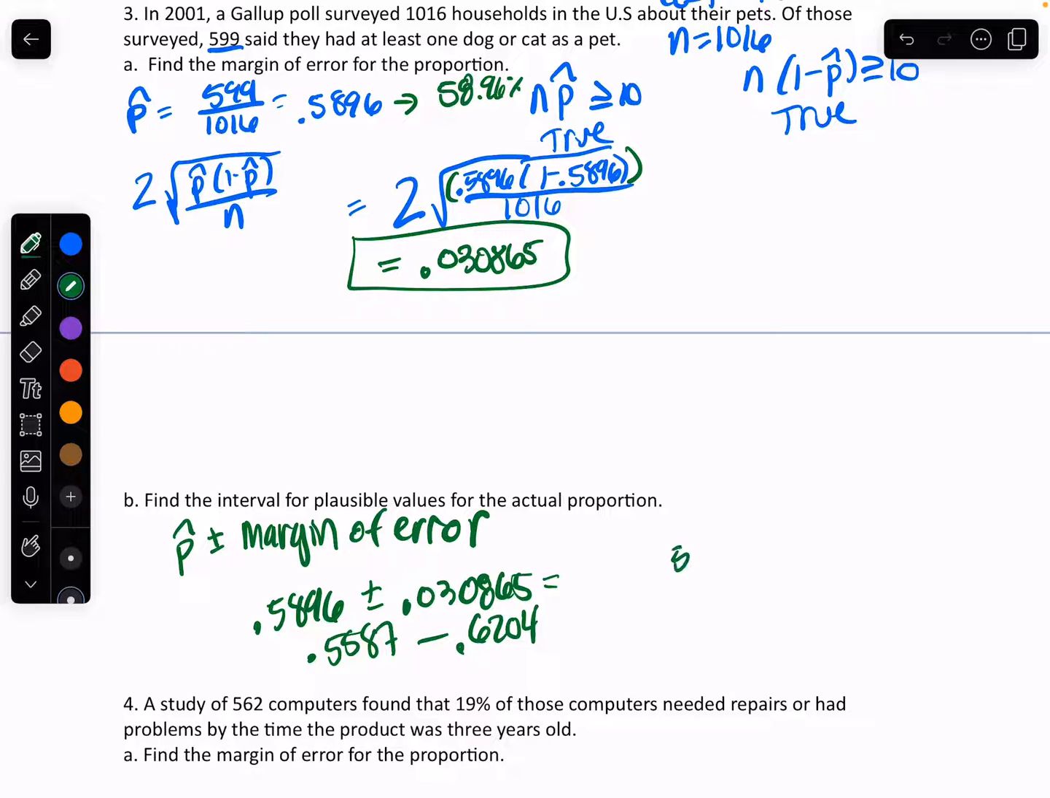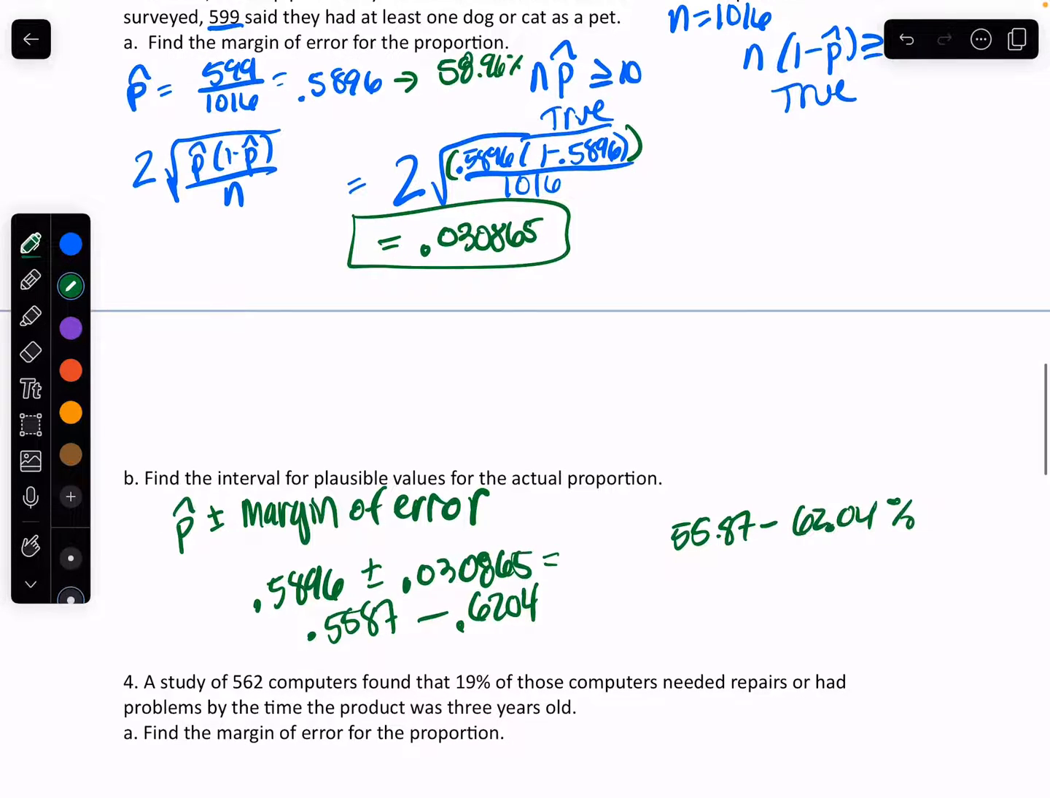So the actual percentage of people who own a pet, at least one cat or dog as a pet, is 55.87% to 62.04%. Okay. So we're really confident that the actual proportion of people who own one cat or dog as a pet is somewhere between 55.87% and 62.04%.